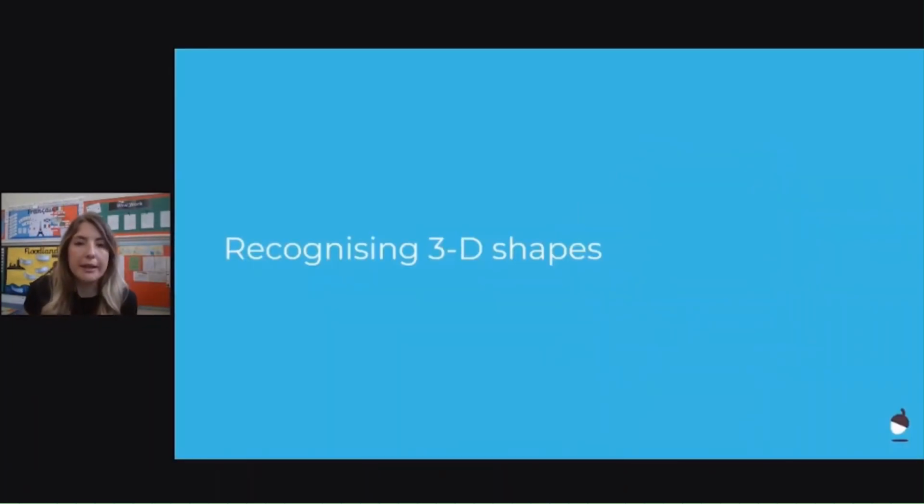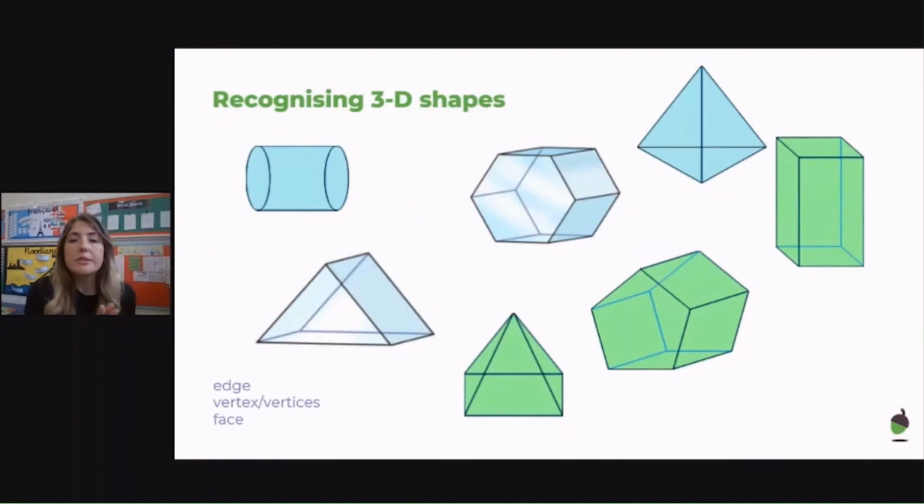So now let's look at recognising some 3D shapes using the named parts that we've just learnt. So I've got some 3D shapes on the screen here. I've also got them in front of me to help. So we're going to think about looking at their properties and also naming them. So we'll start off with this one. And I've got the shape in front of me. So this shape is a cylinder. And I always find it helpful when I'm thinking about shapes is to think about what shape do they look like in real life.